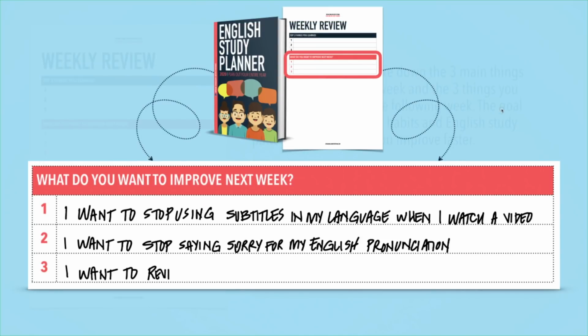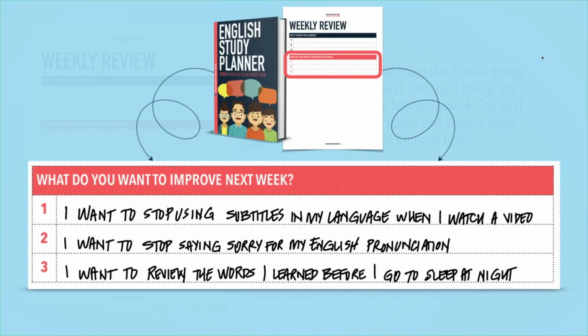So let's say for me, for example, weekly review. What do you want to improve next week? Well, I wrote, I want to stop using subtitles in my language when I watch a video. Number 2, I want to stop saying sorry for my English pronunciation. And number 3, I want to review the words I learned before I go to sleep at night. Again, I'm making notes like, hey, next week, I want to change some things. Now, when you write it down, you will actually make the change the following week. That's why it's so important for you to follow this plan, okay?